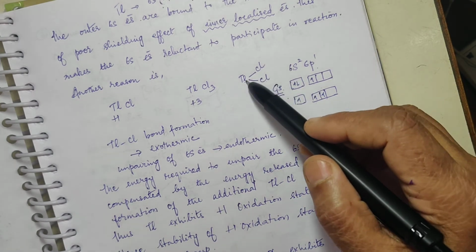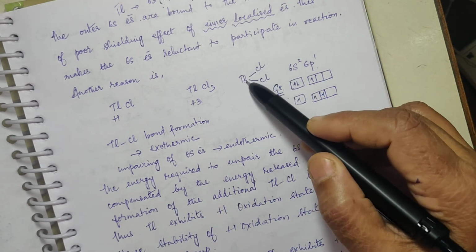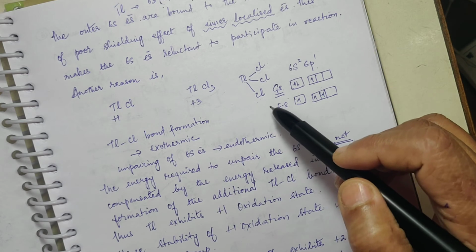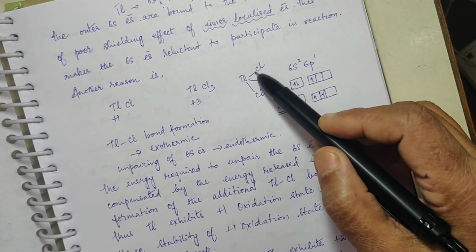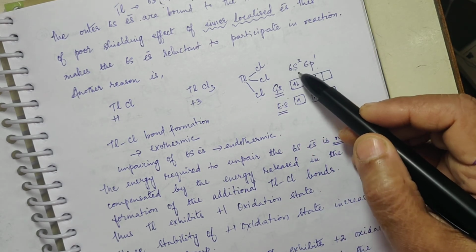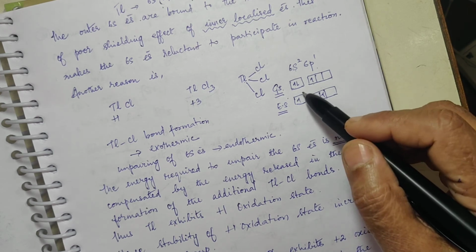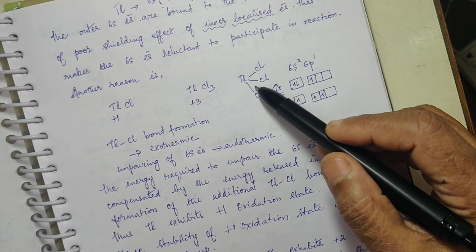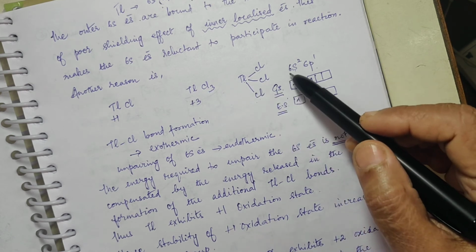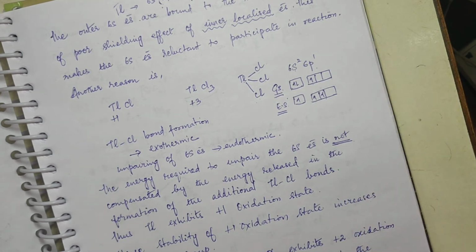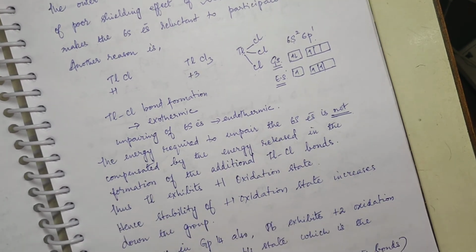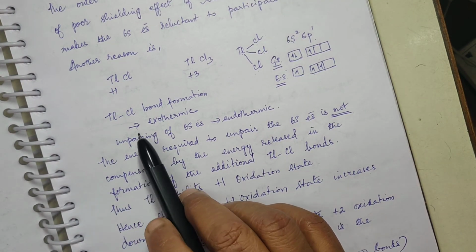But the amount of energy released in the formation of the first TlCl bond is insufficient to even unpair the 6s electrons. Is that clear? So Tl is showing only the +1 state. It is not able to show the +3 state. Yes? So that's what I've shown here.